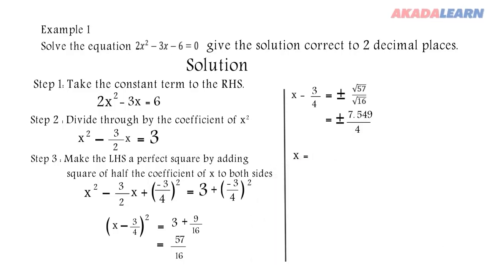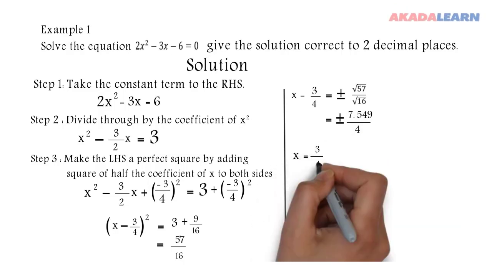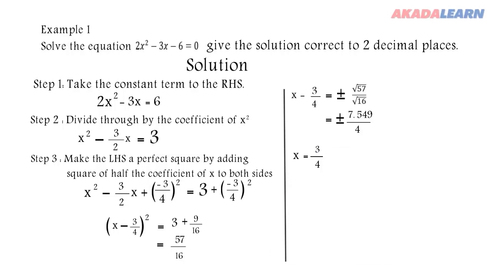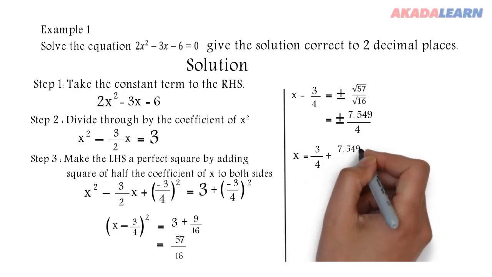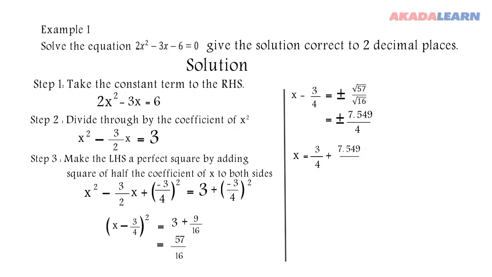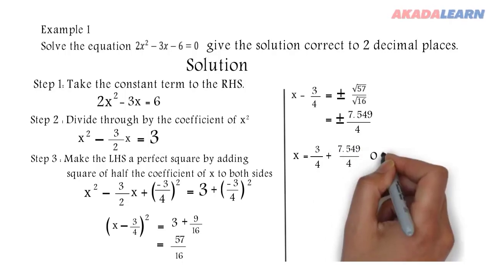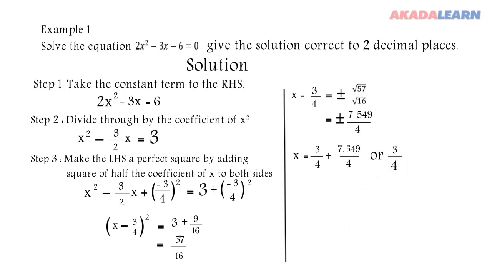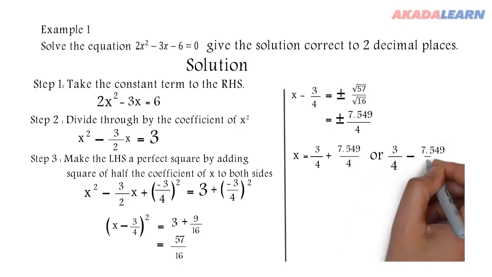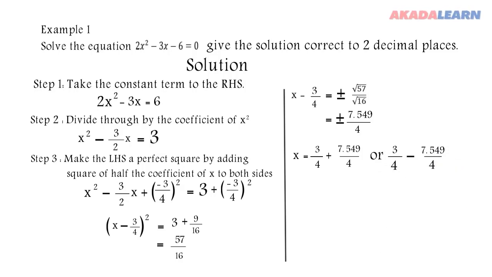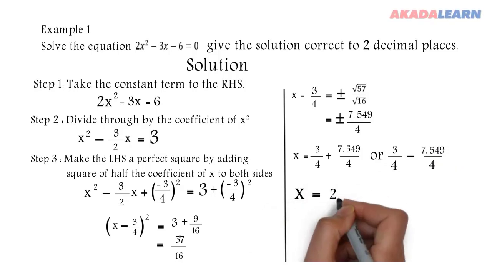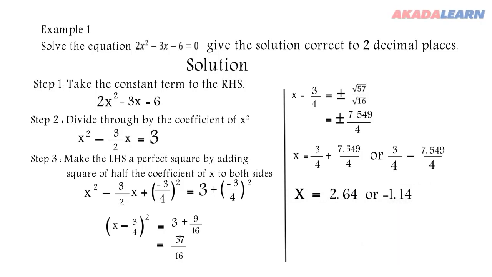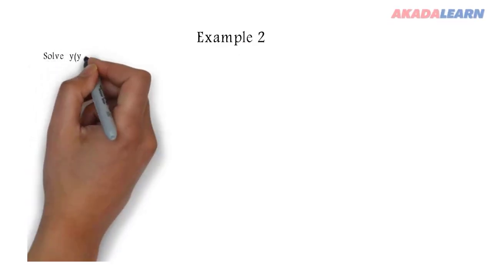Now we are going to add 3 over 4 to both sides of the equation, and we split the signs. So plus will stand on its own, 3 over 4 plus the square root of 57 over 4, or the one of minus, so it will be 3 over 4 minus 7.549 over 4. So we split the plus or minus, and when we simplify, our x is 2.64 or minus 1.14. Okay, let's see another example just to make sure we understand this step properly.